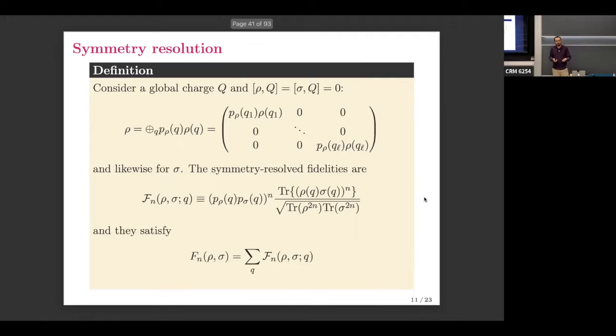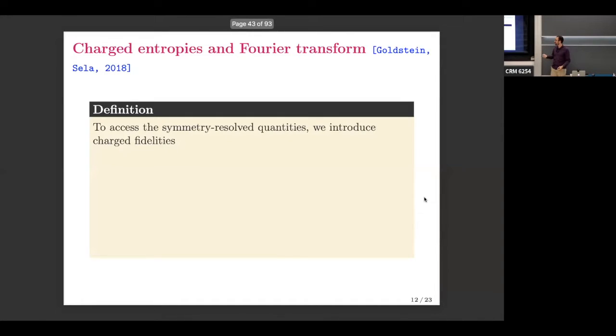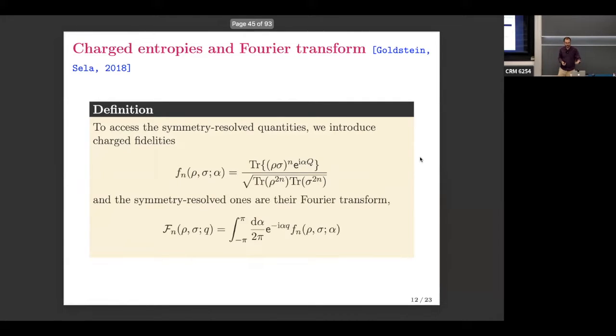All right, so now we know what we want to compute, but how do we compute it? To do that, we use ideas from Goldstein and Sela, who studied symmetry-resolved entropies. I applied their ideas to the fidelities, and what you have to do is to introduce a charged quantity. This F of alpha here now has this phase in the definition. So you see that if alpha is 0, you recover the total Rényi fidelities. That's one thing. And the second thing is that the symmetry-resolved fidelities are just the Fourier transform of this object. So this means that if you can compute this object, then you know the total fidelities and the symmetry-resolved ones, and so you know what you want to do. So now, next question: how do we compute these objects, right?